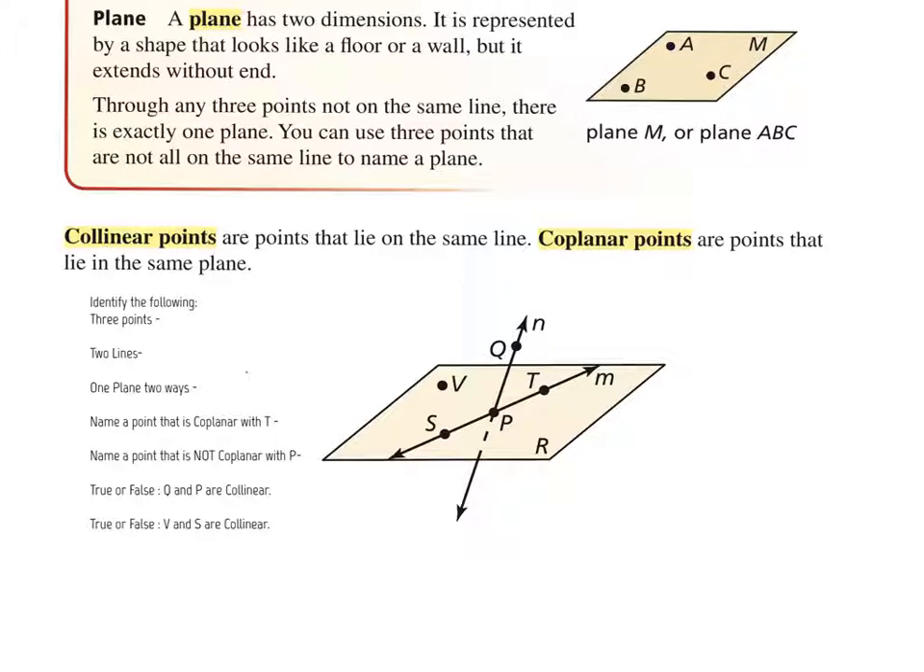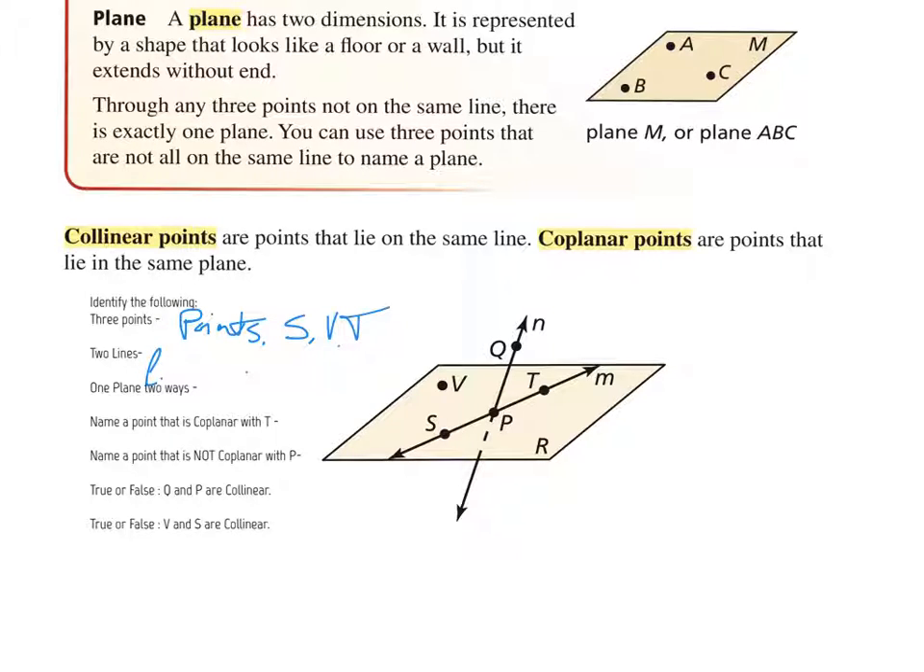So the first thing it says to identify the following, and it says 3 points. So I could say basically anything but the R, the lowercase m, and the lowercase n. Those are all points. So I could say points, let's just say points to make it short, points S, V, and T, and we're going to put capital letters there. Those are all points.